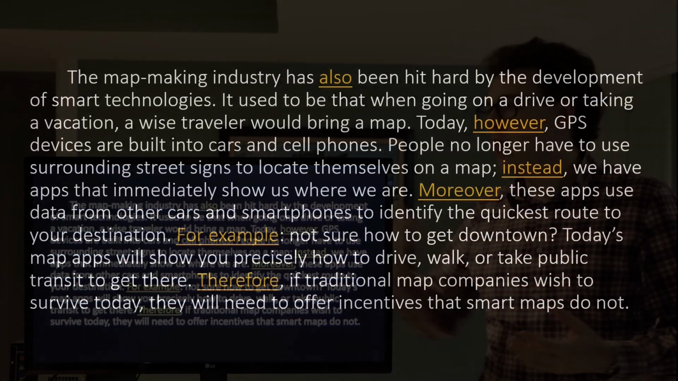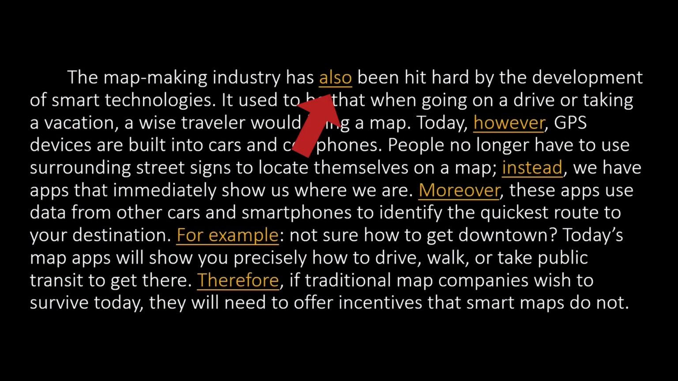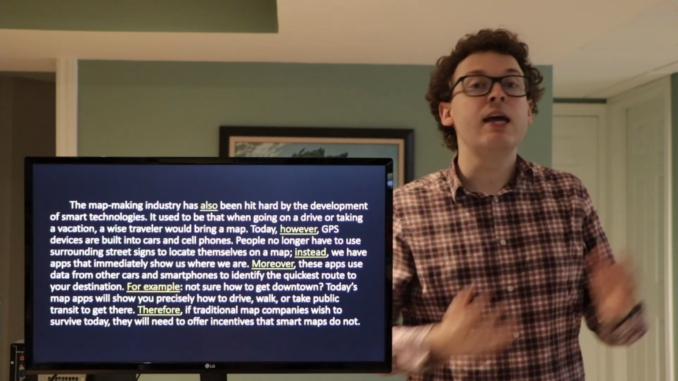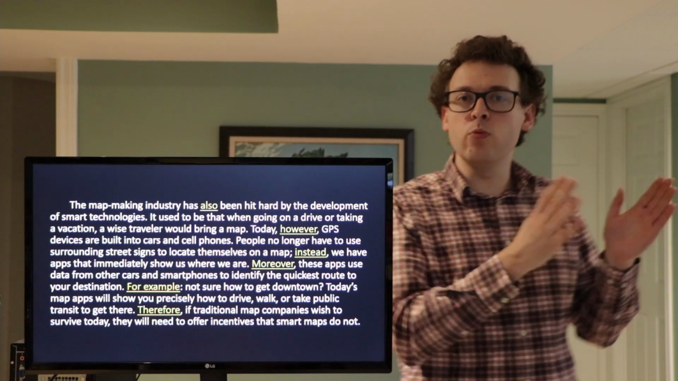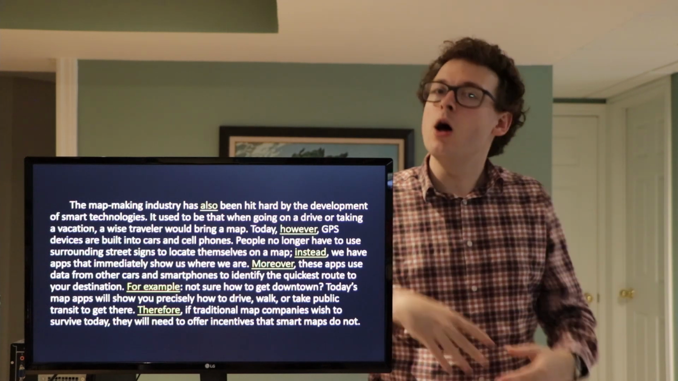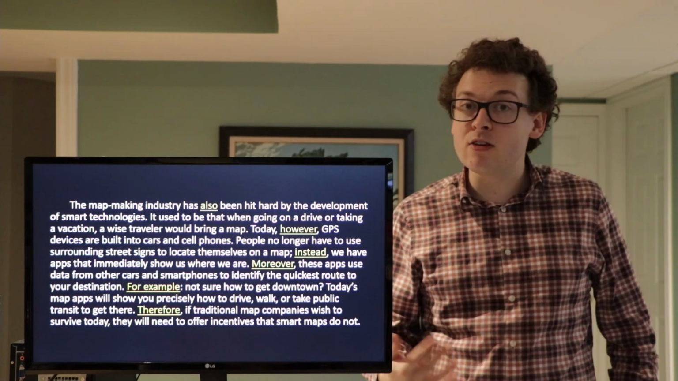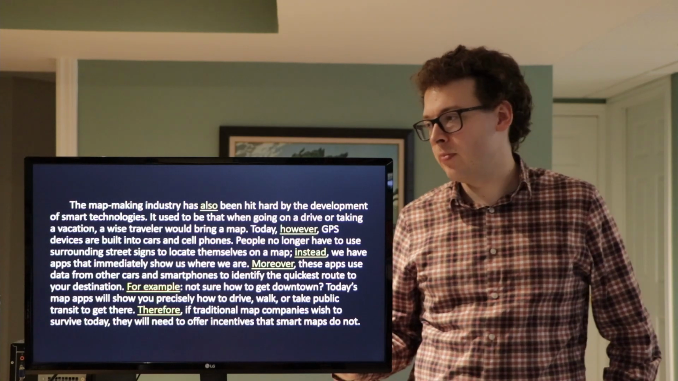So, the map-making industry has also been hit hard by the development of smart technologies. That also means that it is the second, at least, of a few different ways that the map-making industry has been hit hard. So it's telling us that there was a previous idea in a previous paragraph that also is about how it's hit hard. So we know that this is number 2. This is a great way of creating lists of ideas when you're creating paragraphs.